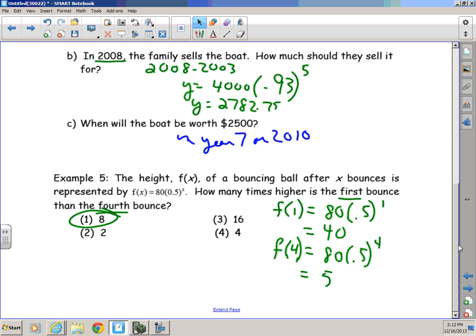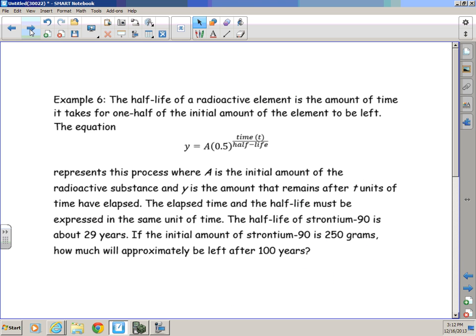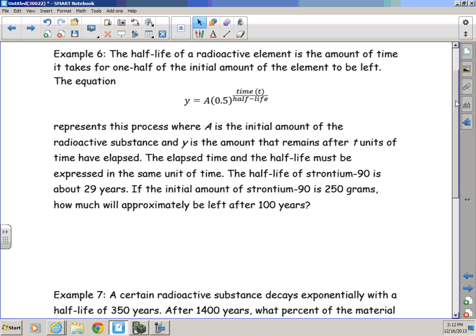All right. So now let's do this for a science example. The half-life of a radioactive element is the amount of time it takes for 1/2 of the initial amount of the element to be left. And the equation that's used for it is the initial amount times 0.5 to a fractional exponent of time over half-life. Okay? A is the initial amount of the radioactive substance. Y is what remains after that amount of time has elapsed. Okay? They must be expressed in the same unit of time.